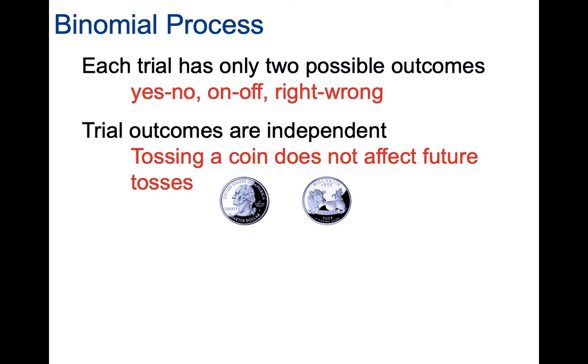It's also important to understand that the trials have to be independent. Tossing a coin does not affect future tosses. In other words, just because I flipped heads three times in a row doesn't mean that next time I'm any more likely to get tails. I'm equally likely to get heads on the fifth toss as I was on the previous four. Past events do not influence future tosses.